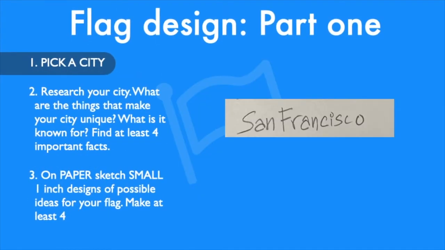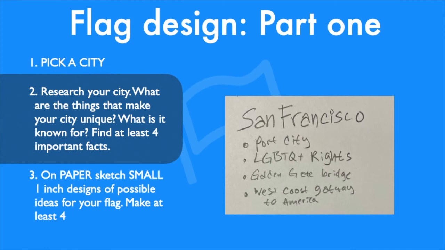This is going to introduce part 1. For part 1, we're just going to sketch our small thumbnail sketch designs. And I want you to do several of them so you have lots of different choices for your final design. You're going to start by picking your city, for example, San Francisco, and then you're going to do research on that city. What are some of the things that make that city unique? What is the city known for? And you're going to find at least 4 important facts that you might use to incorporate symbolism.